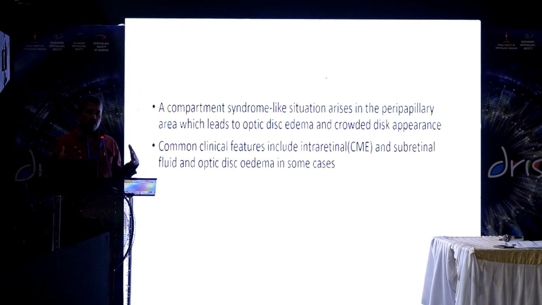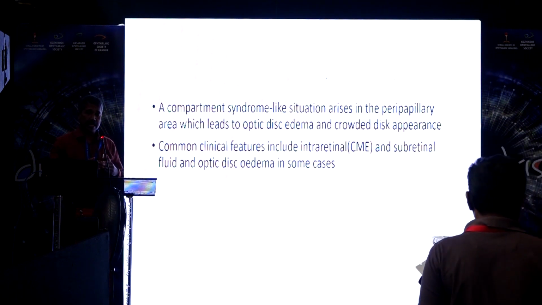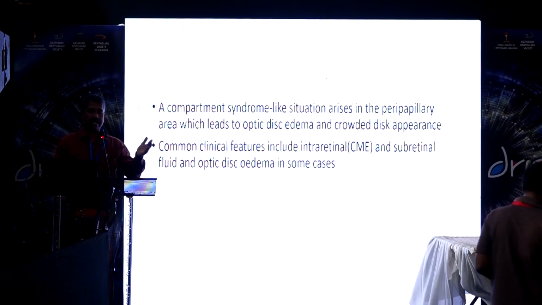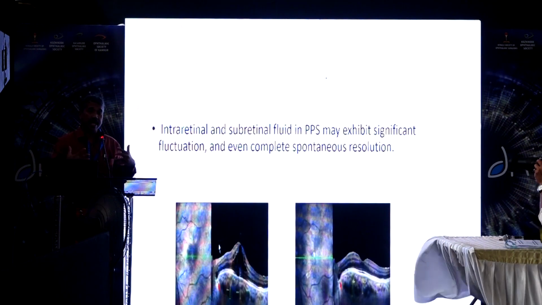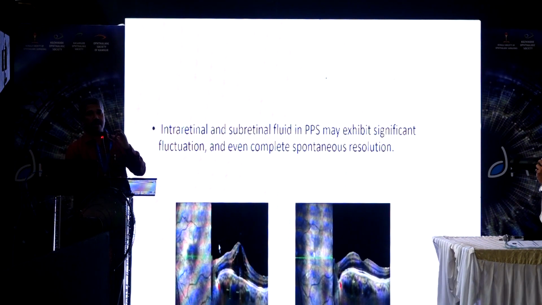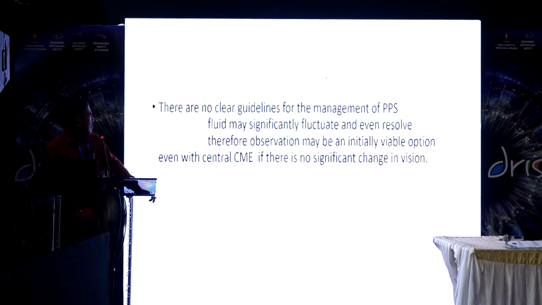So what happens now? In pachychoroid disease, the fluid has now come into the subretinal space. From there it has come into the intraretinal space, so cystoid macular edema will develop. Now this fluid will percolate into the optic disc so that the patient will have disc edema. So there are three classical features of this disease.